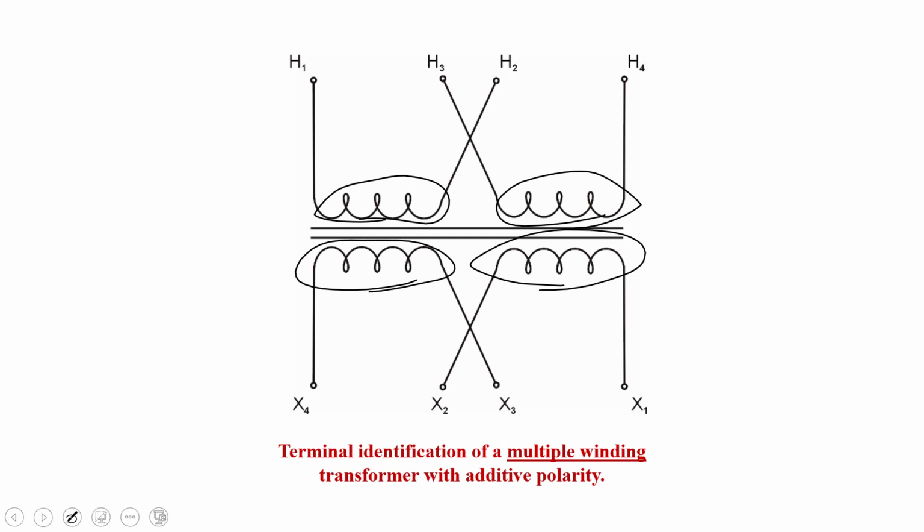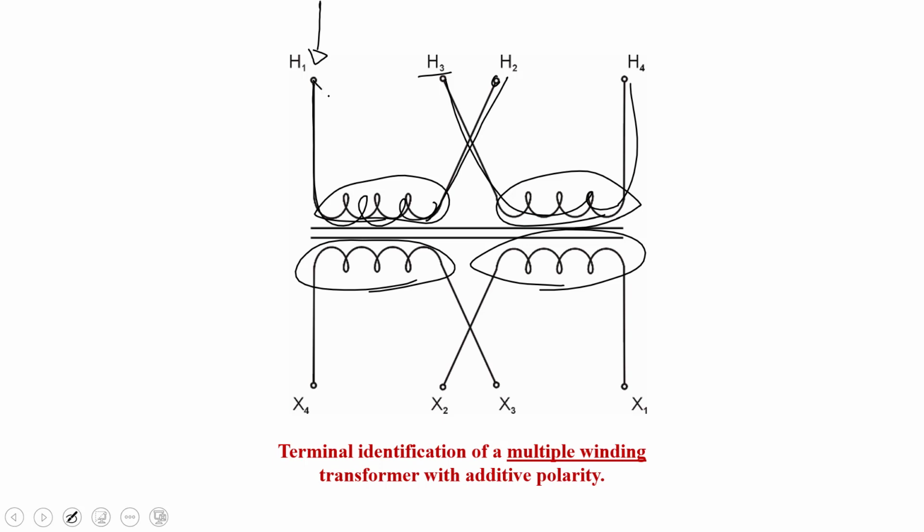In this case, we're showing you an additive polarity multi-winding transformer. Same concept: H1 is on the top left, and the other end of the first H winding is H2. Notice how they cross there. That's important because we're going to be putting these windings in series or in parallel with each other, depending on our voltage. Then we have H3, the start of the second winding, and the other end of it is H4.